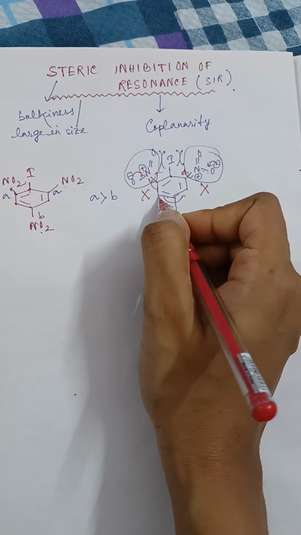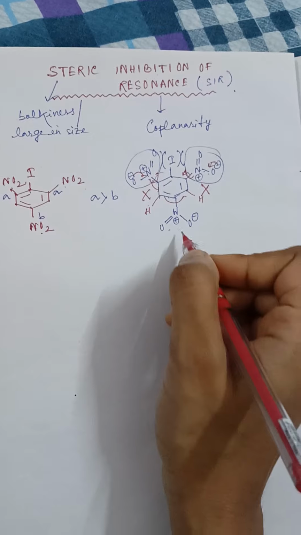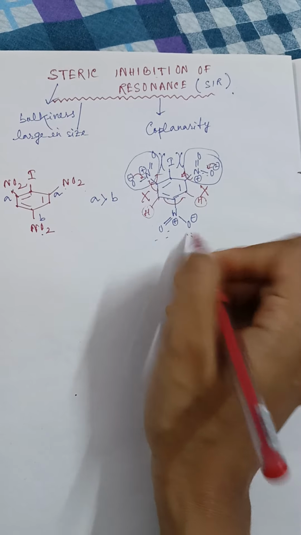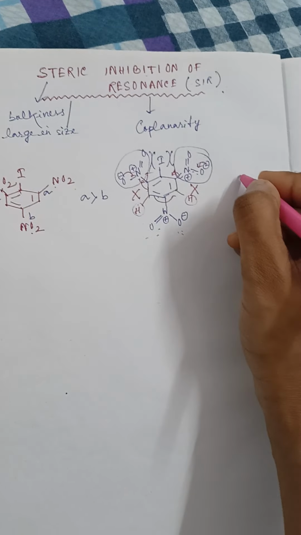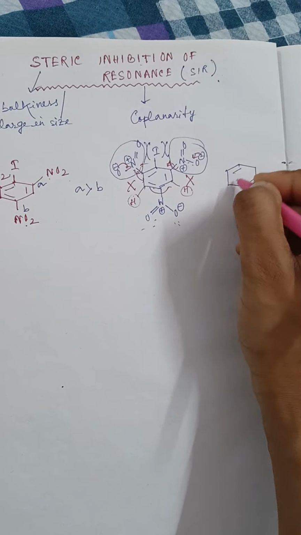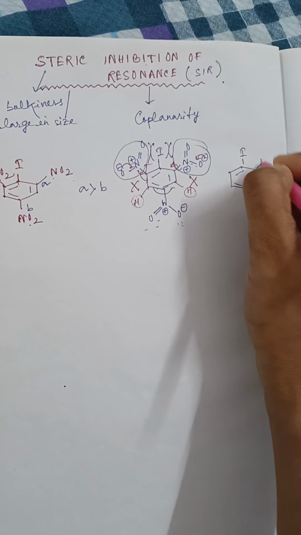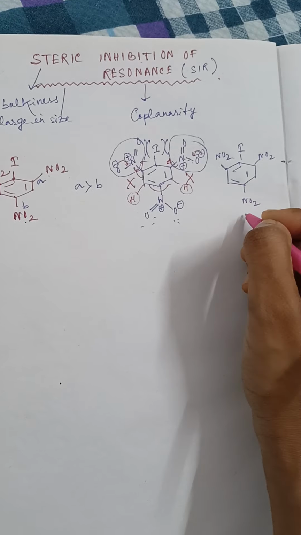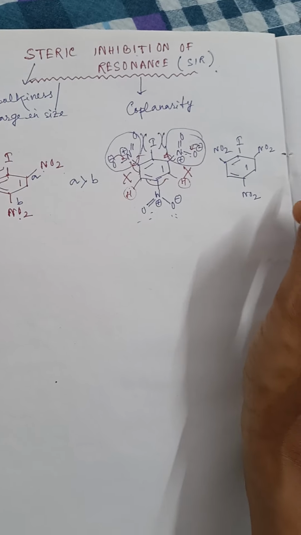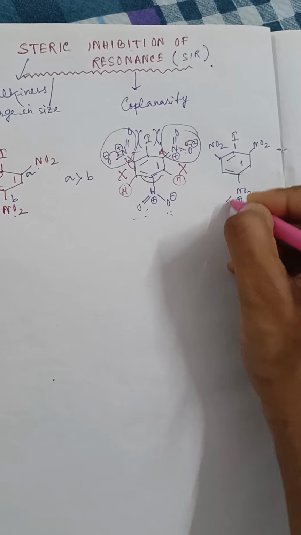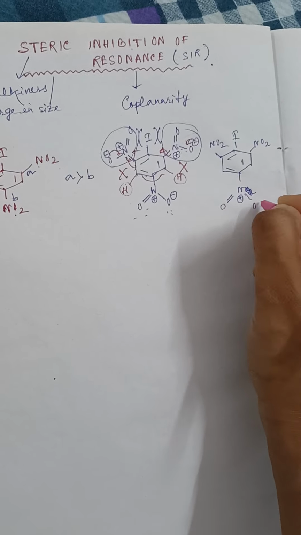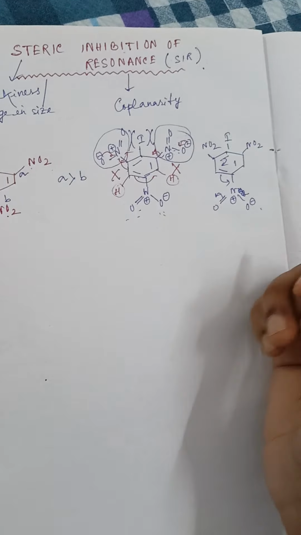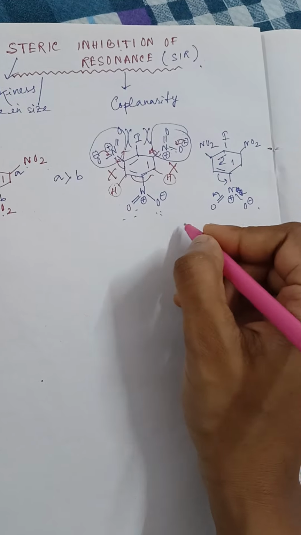But here you see there are only 2 hydrogens, so they are very small in size, they are not creating any problem for this NO2, right? Since these 2 hydrogens are not creating any problem, here resonance is possible. Here resonance is possible like this. NO2 group has a minus M effect. So here it's possible.